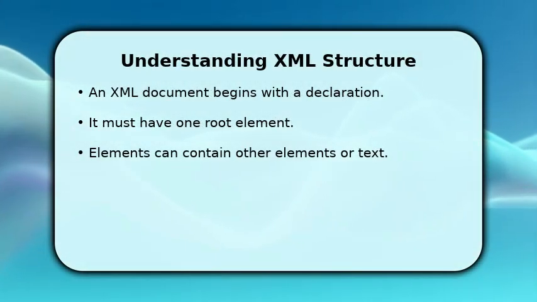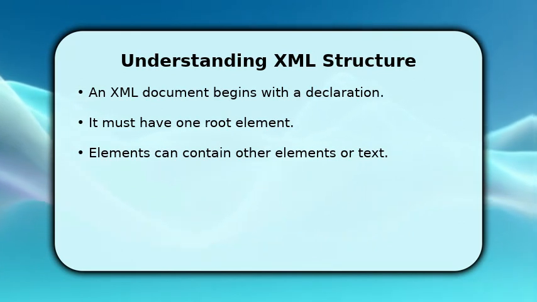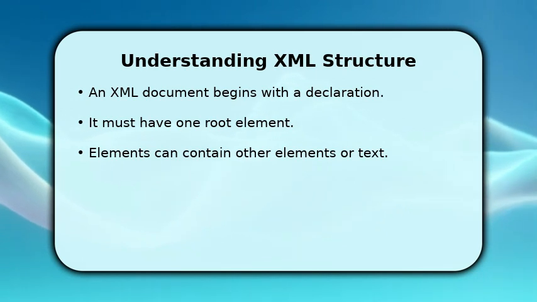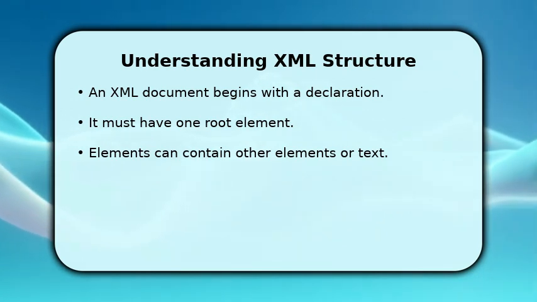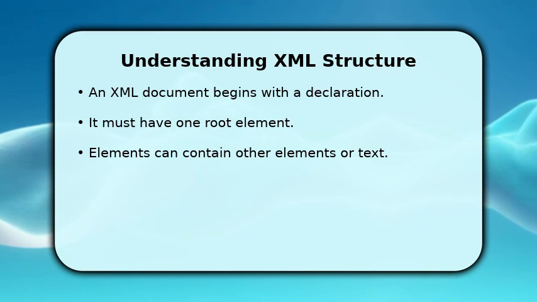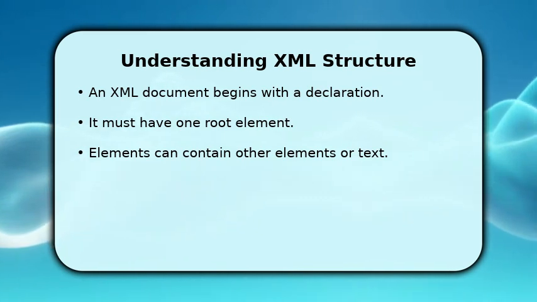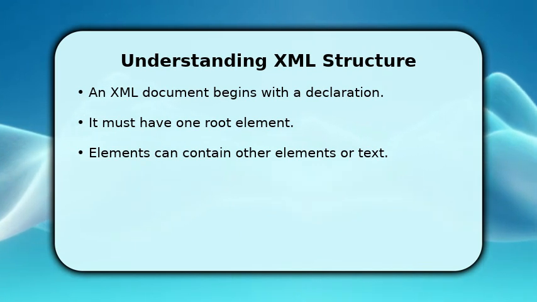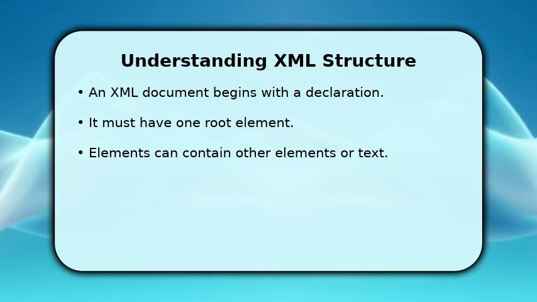Understanding the basic structure is key to working with XML. Every XML document starts with an XML declaration, like a blueprint. Crucially, it must contain one root element, which acts as the parent for all other elements. Inside this root, you'll find nested elements, each with an opening and closing tag defining specific pieces of data. This hierarchical arrangement makes data organization clear.